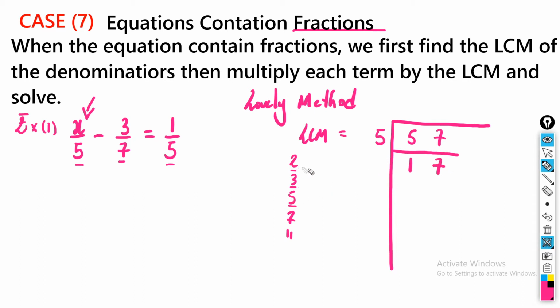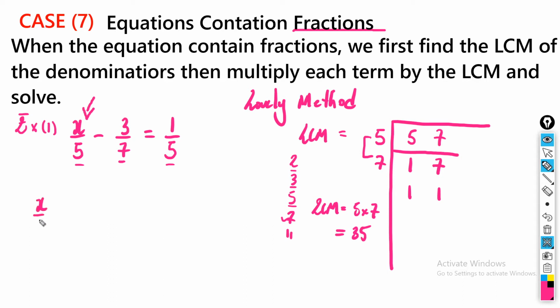Then we do the same thing. Can 2 go into these two numbers? No. Can 3? No. Can 5? No, but 7 can. So we're going to have a 7 here, and we're going to end up with 1 and 1, and that's it. So to find the LCM, it would end up being these two numbers multiplied by each other. So the LCM is equal to 5 times 7, which is equal to 35. Cool. So the next thing now we're going to do is multiply each term by the LCM and solve.